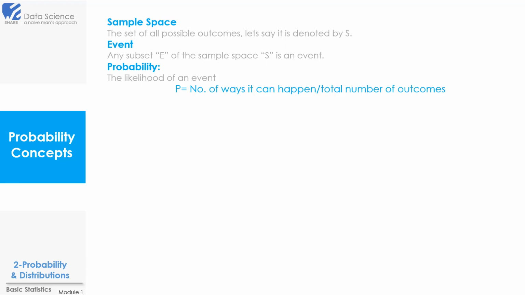Now let's see each of these with an example. So we will see the classical case of flipping a coin. You flip a coin once. So what are the possible outcomes? Either a head or a tail. So this will be our sample space, which is the set of all possible outcomes.